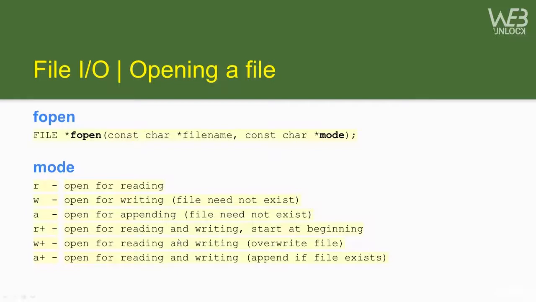You can actually read from a file and write to the file at the same time. Also, you can specify w+, which means open for reading and writing, and this will overwrite files. So if the file exists, w+ will actually delete the existing file. Similarly, a+ means open the file for both reading and writing, append if file exists. So this means if the file exists, just don't delete it, start appending to the end of the file.